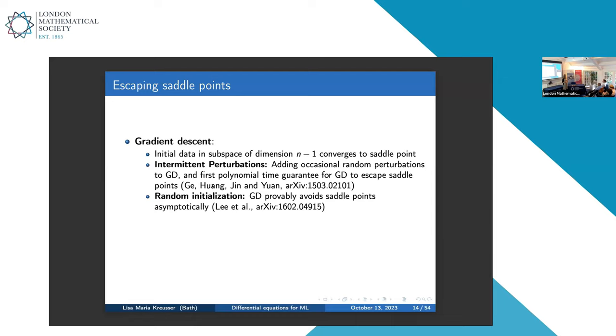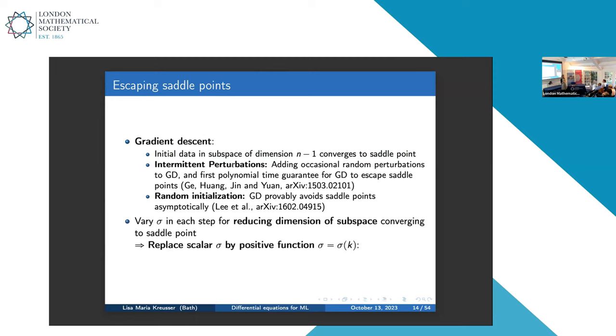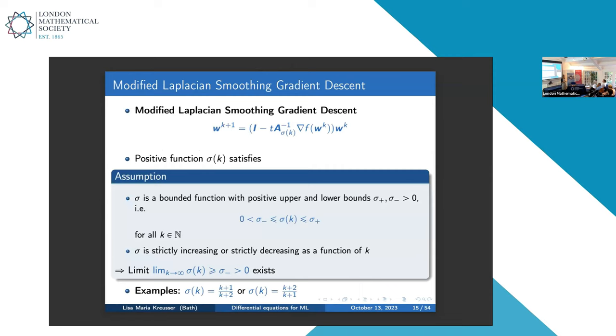So this suggests that if we perturb the Laplacian smoothing gradient descent accordingly, we might also get better results than what happens in the case of gradient descent, where if we're in a subspace of dimension n minus one, we converge to the saddle point. And in fact, it turns out that this is indeed the case. If we vary sigma, we can reduce the dimension of the subspace where we converge to the saddle point. So here the idea is that we replace the constant sigma by some positive function sigma, which needs to satisfy certain assumptions so that we were able to prove it, but those are rather weak. We need sigma to be strictly increasing or strictly decreasing with a positive upper and lower bound.